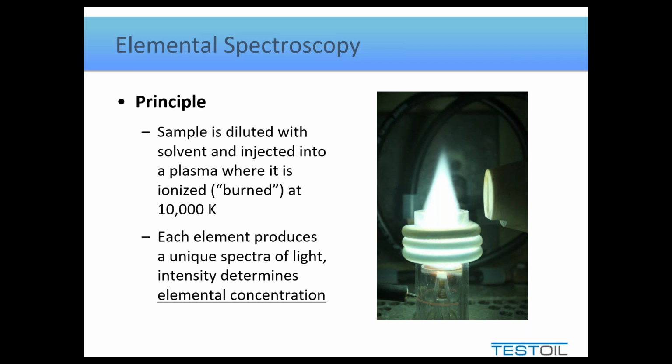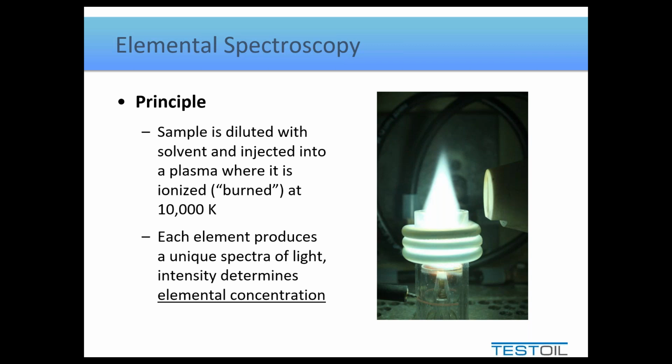What happens though is as the sample enters the plasma, it's ionized. For lack of a better word, think of it like burning. But the plasma ionizes the sample, and when things are ionized, they give off light. And every element on the periodic table has a spectra of light that it gives off, different wavelengths of different color, and each one is unique to each element.